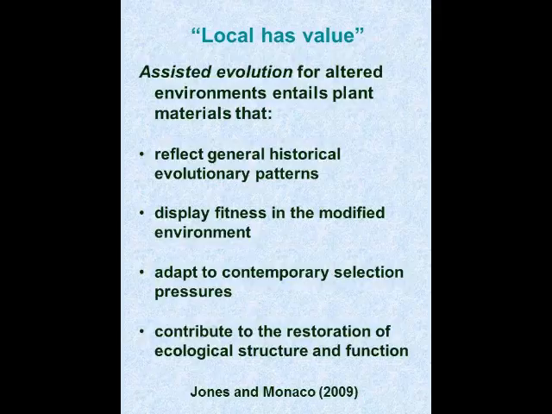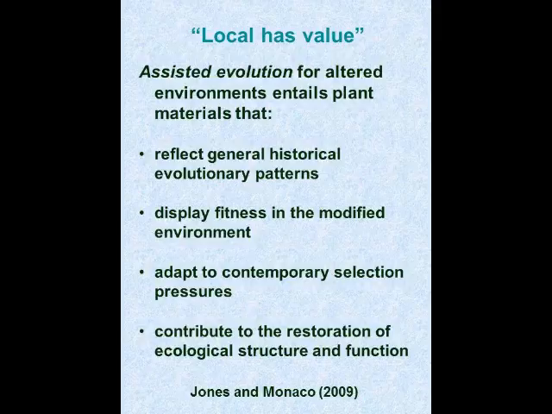In a 2009 paper that's available on the back table in Frontiers in Ecology and the Environment Journal, Tom Monaco and myself proposed something called assisted evolution. And this is the idea that I mentioned in an earlier slide, that we need to develop plant materials that can evolve on their own, that have the genetic potential to do that, because environments will change, as has been pointed out earlier this morning, and we can't always predict what that change is going to be.